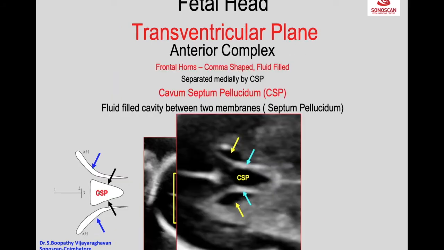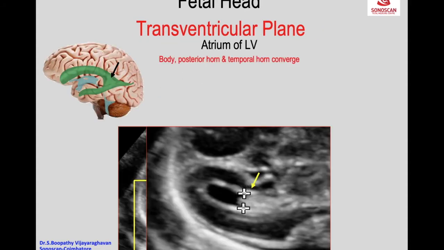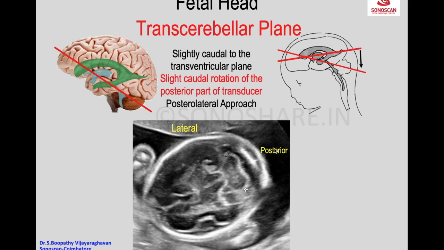So that is the components of the anterior complex. It is seen from 16 weeks onwards, filled with the glomus of the choroid plexus of the fetus. So the approach should be posterolateral. Why a posterolateral approach, we will see.